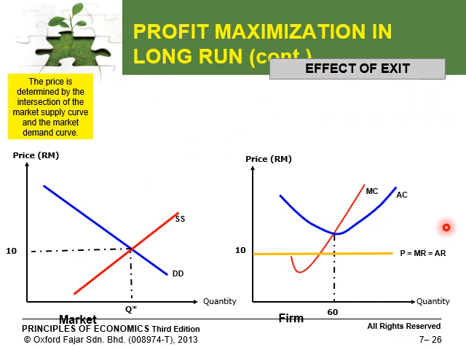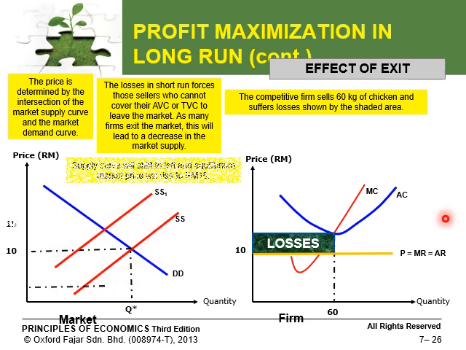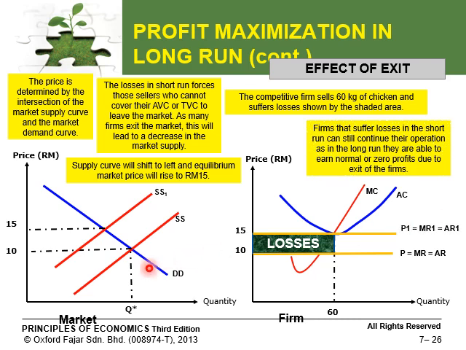So how about the long run for a perfect competition market where the firm or the market is having losses? When the firms are having losses in the market, a lot of firms decide to quit their business. They decide to shut down their business. Most of them will exit from the industry or exit from the market. What happens when all of the firms exit from the market?